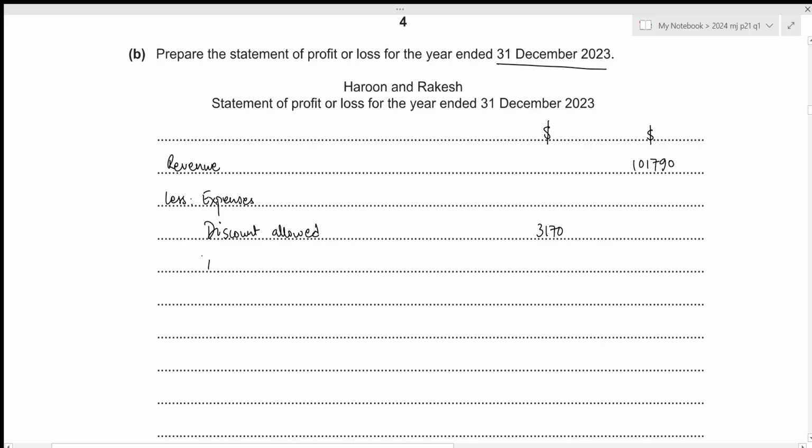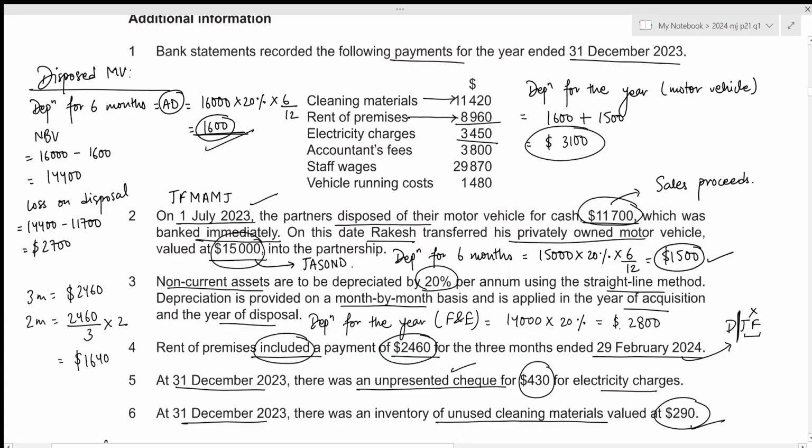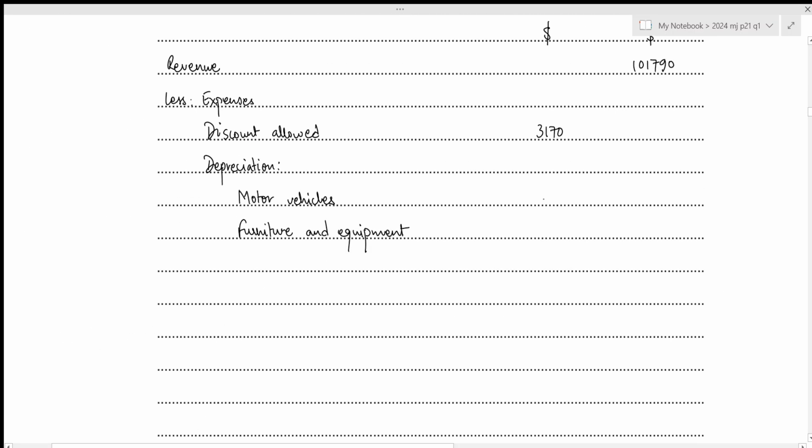Then we calculated the depreciation. So we have depreciation on motor vehicles and then furniture and equipment. And we've already calculated both of these, so let's write it down. So for motor vehicle, the depreciation for the year is 3,100, and for furniture and equipment it's 2,800. Let's write it down. So 3,100 and 2,800.